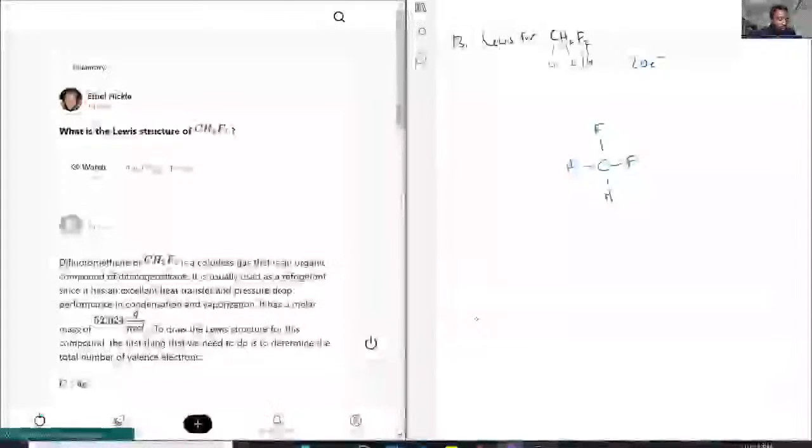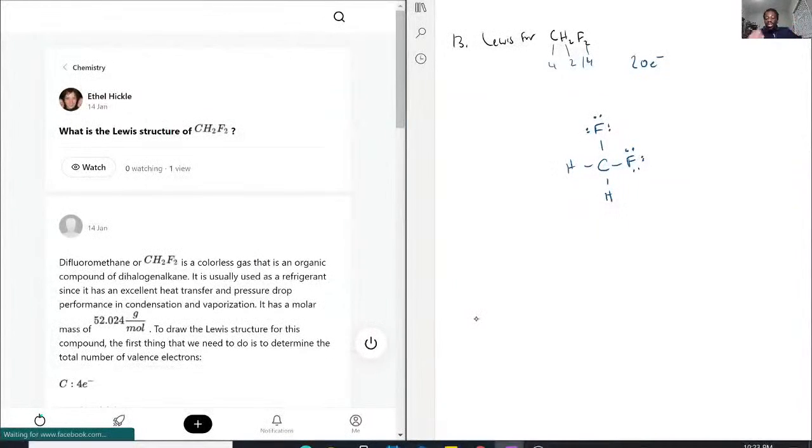shell. So let's start with the fluorines, okay? For fluorine, right now we're just sharing one of its 7 based on the single bond. So it'll be 2, 3, 4, 5, 6, 7. Same thing here, 2, 3, 4, 5, 6, 7. So we're done with the fluorines. The carbon, on the other hand, is sharing 4 of its 4, so it's complete. And the hydrogen is sharing just 1 of its 1.